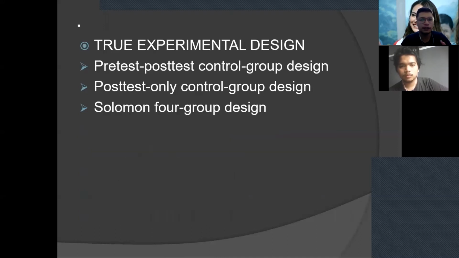And the third one is true experimental design. There are pre-test and post-test control group designs. So in the control group, we give the pre-test and post-test. And I'm sorry, the other one is the post-test only control group design. So in this design, we just give the post-test, not the pre-test. And the third one is the Solomon four-group design.